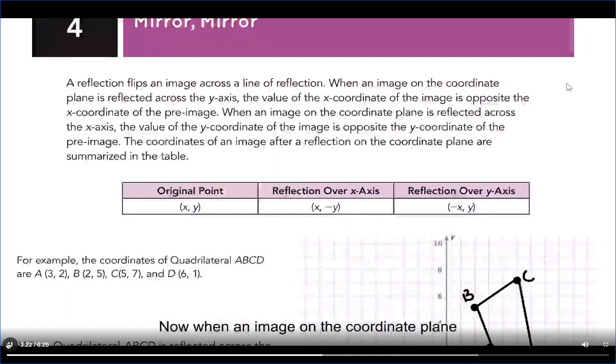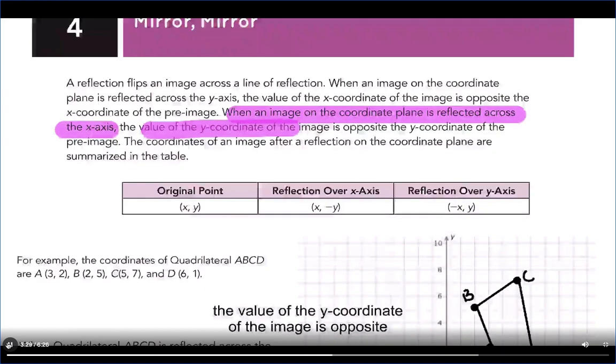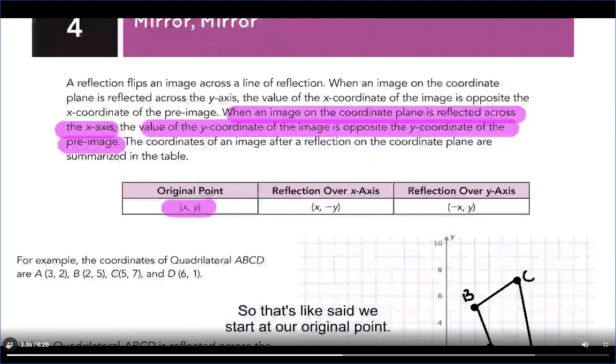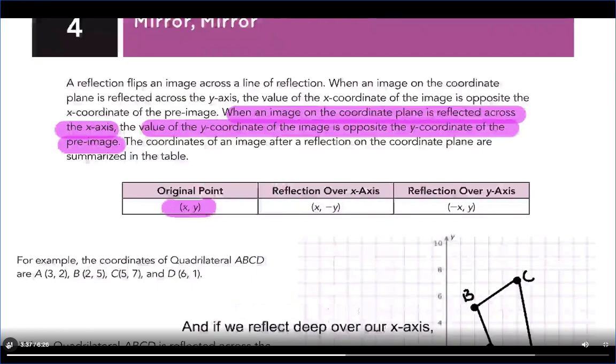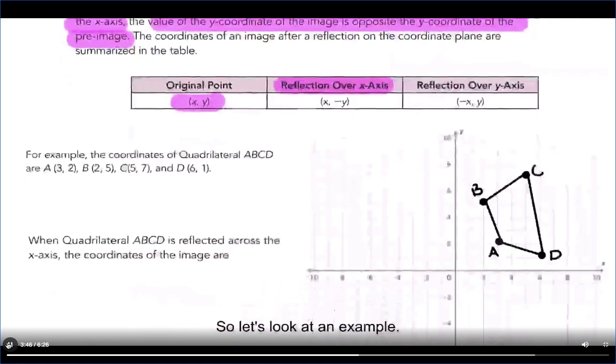Now when an image on the coordinate plane is reflected across the x-axis, the value of the y-coordinate of the image is opposite of the y-coordinate of the pre-image. That's like saying we start at our original point, and if we're reflecting over our x-axis, our x stays the same, but our y becomes the opposite of that value. So let's look at an example.